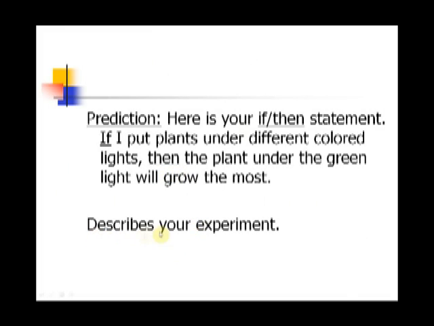This one describes your experiment. Notice this is what I'm going to do. I'm going to put plants under different colored lights. Then this will happen. So now I know what I'm going to do in an experiment. You must figure out your experiment before you do a prediction.